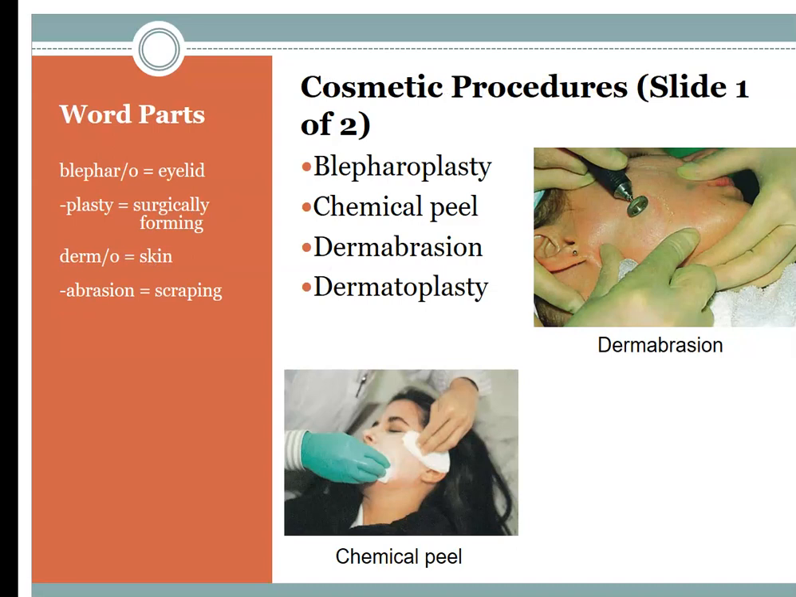Cosmetic procedures. If you need your eyelids done, you would have a blepharoplasty. A chemical peel is the use of mild acid to produce a superficial burn. This procedure is used to remove wrinkles and fine lines from the face. A dermabrasion is a surgical procedure to resurface the skin. It is used to remove acne scars, moles, wrinkles, and tattoos.